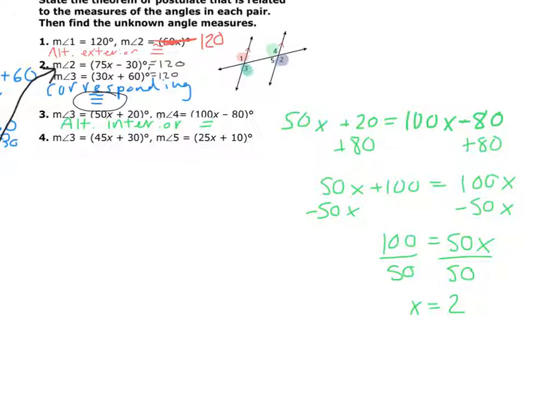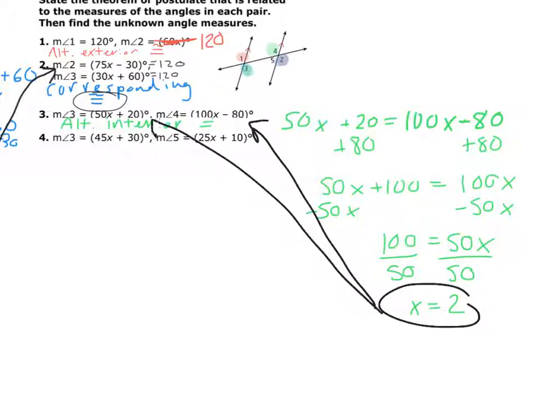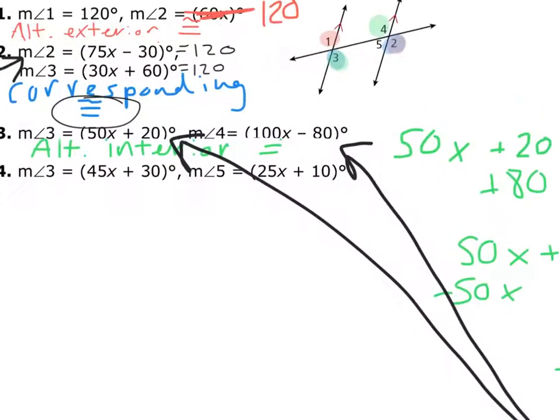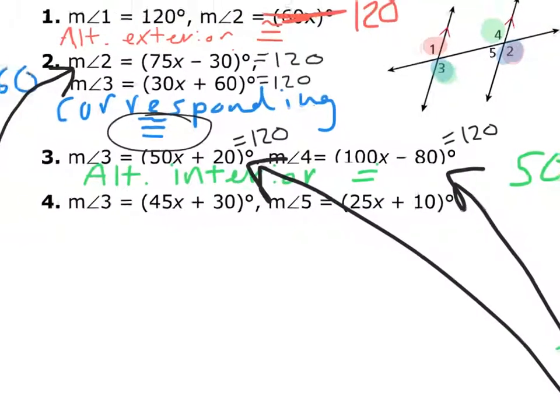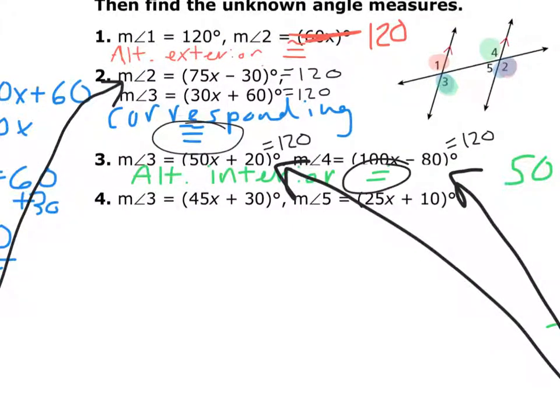So now what do we do with that 2? You plug it in. So we take x is equal to 2 and plug it in to both of these. So what is 50 times 2? 100, plus 20? 120. And what's 100 times 2? 200, minus 80, 100. So we get 120 for both of these, which we know we did our math right because in the beginning we said that they were going to be congruent.